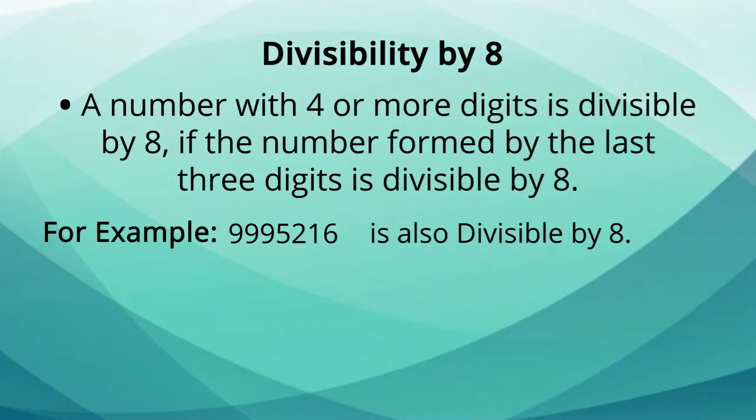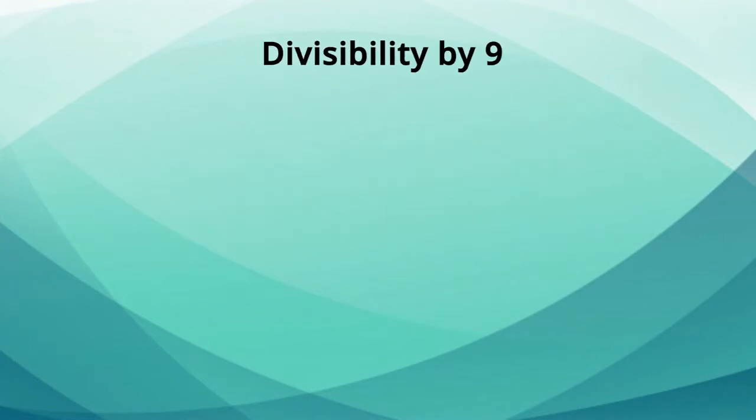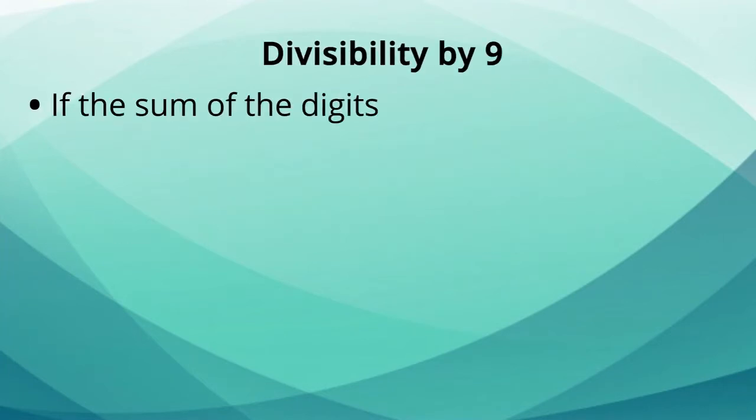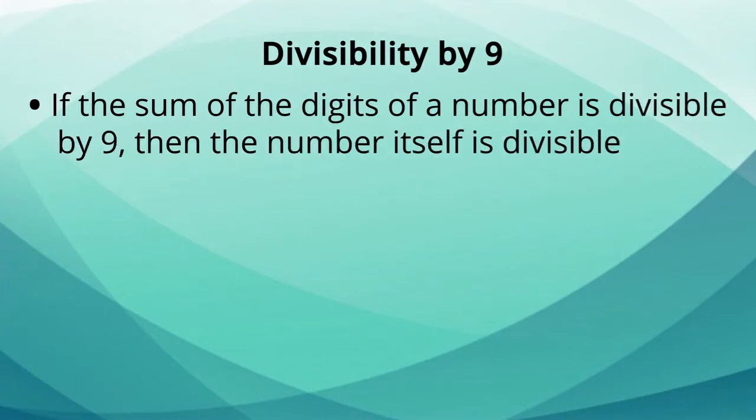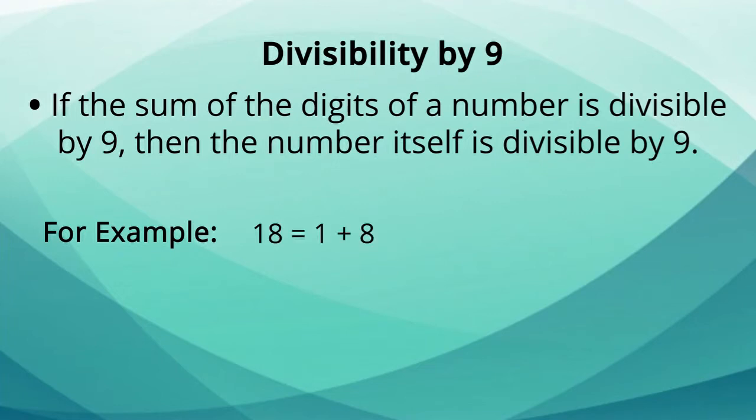Now, let us discuss the divisibility by 9. If the sum of digits of a number is divisible by 9, then the number itself is divisible by 9. Let us take few examples to understand the divisibility by 9. The number is 18. We can see that the sum of its digits is 1 plus 8, which is equal to 9, which is divisible by 9. Hence, we can say that 18 is divisible by 9.